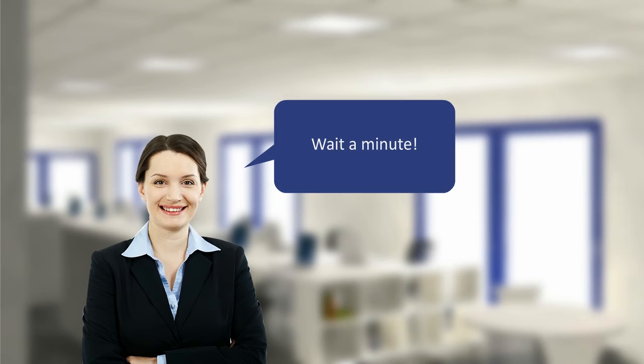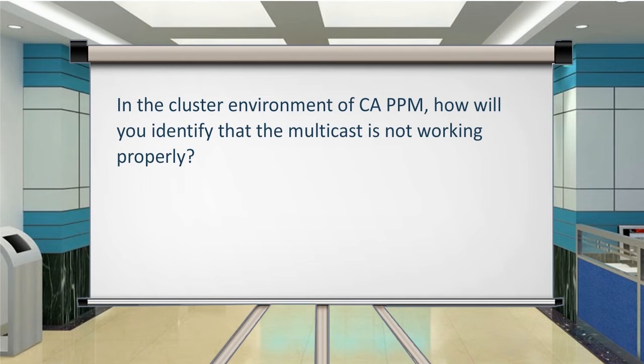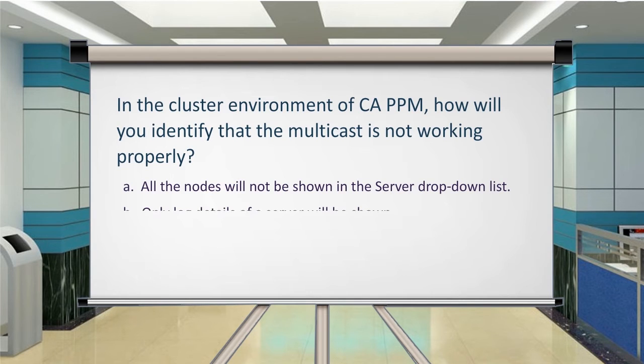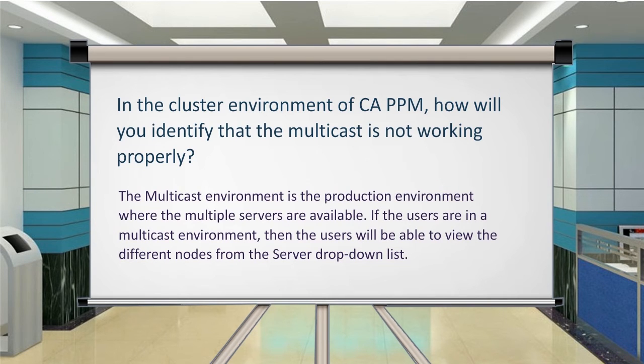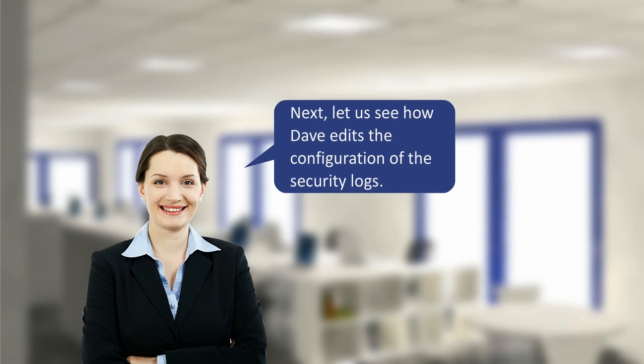Wait a minute. In the cluster environment of PPM, how will you identify that the multicast is not working properly? The multicast environment is the production environment where the multiple servers are available. If the users are in a multicast environment, then the users will be able to view the different nodes from the server drop-down list. Next, let us see how Dave edits the configuration of the security logs.